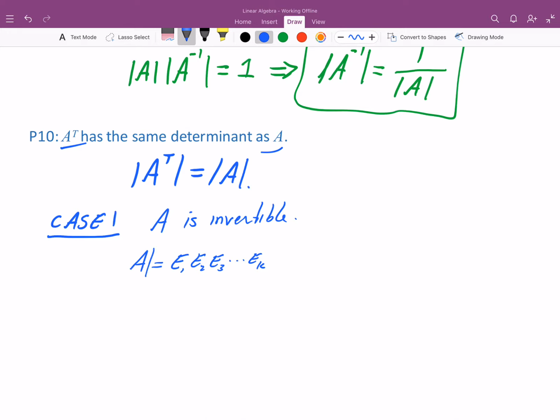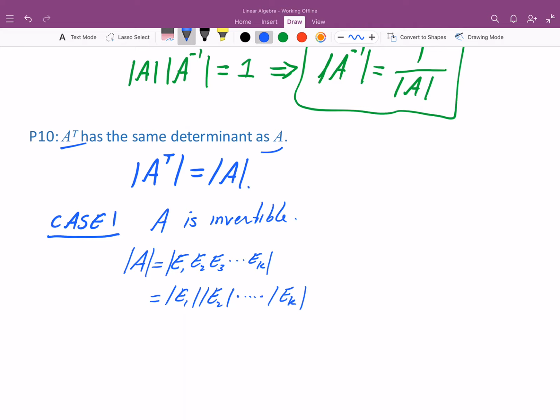And so the determinant of A equals the determinant of this product. Then from property 9, to do the determinant of the product, we could just take the determinant of the individual matrices. This is equal to the determinant of E1 times the determinant of E2 times, etc., times the determinant of EK.